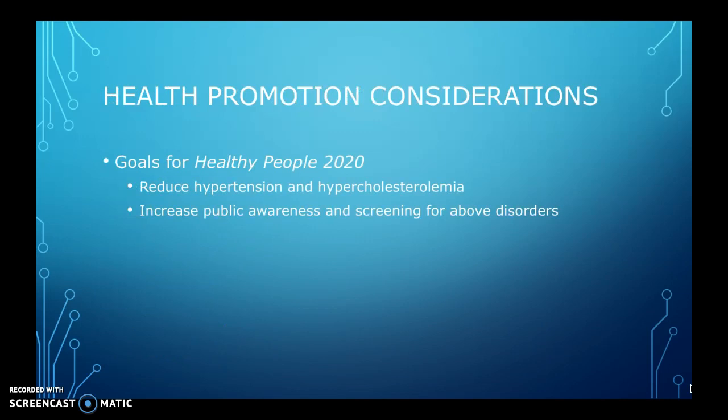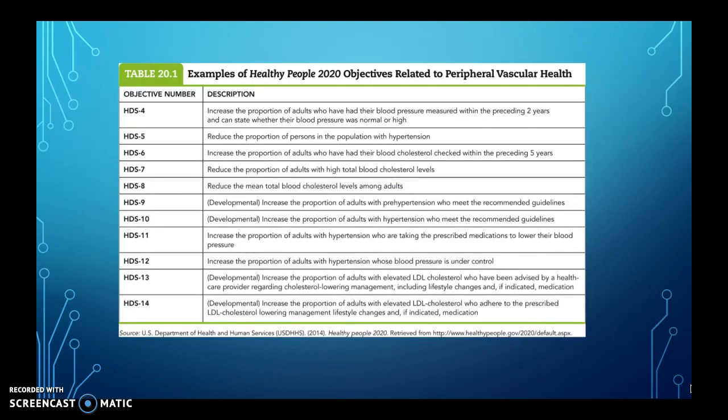So, health promotion, Healthy People 2020: reduce hypertension and hypercholesterolemia, increase public awareness and screenings for the above disorders. Same thing I talked about with the cardiovascular system. This is just an extension of that. And here are the Healthy People 2020 objectives.